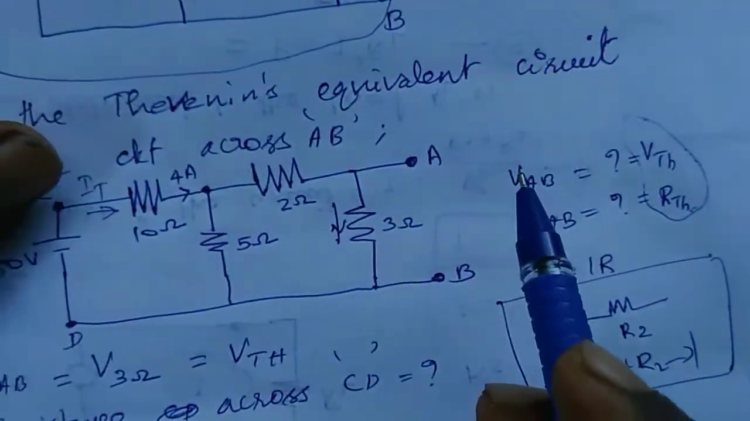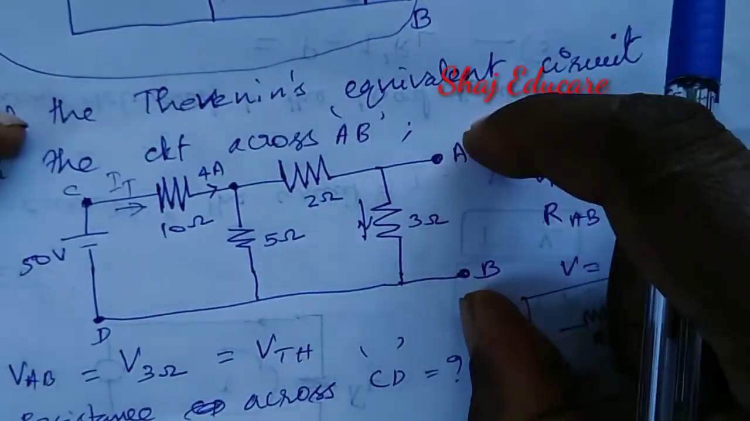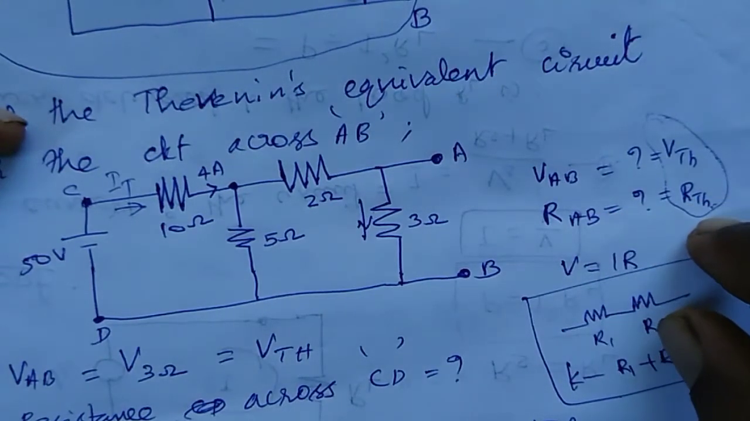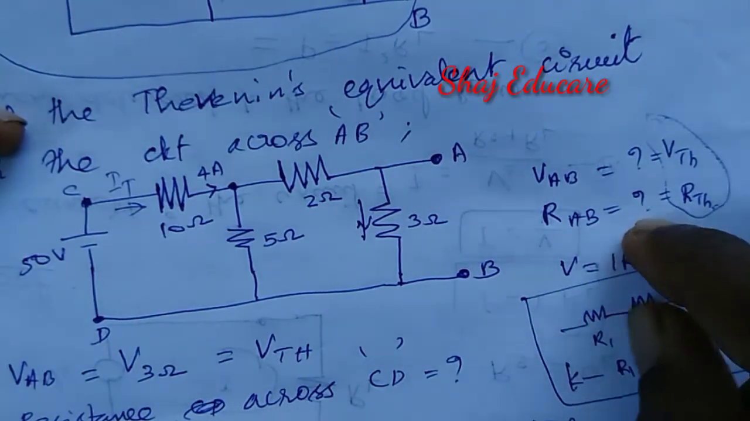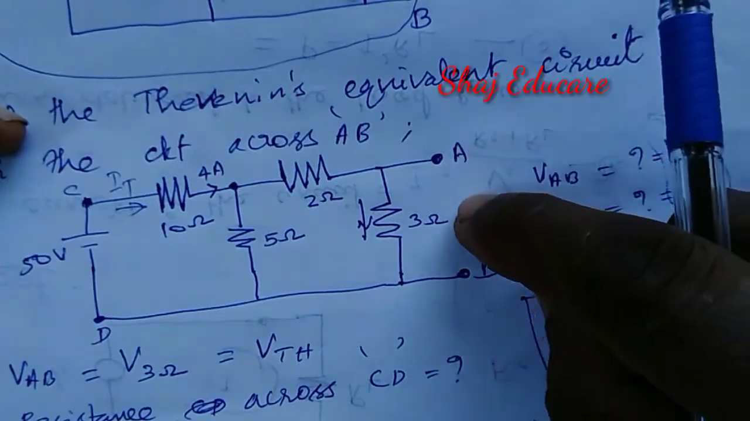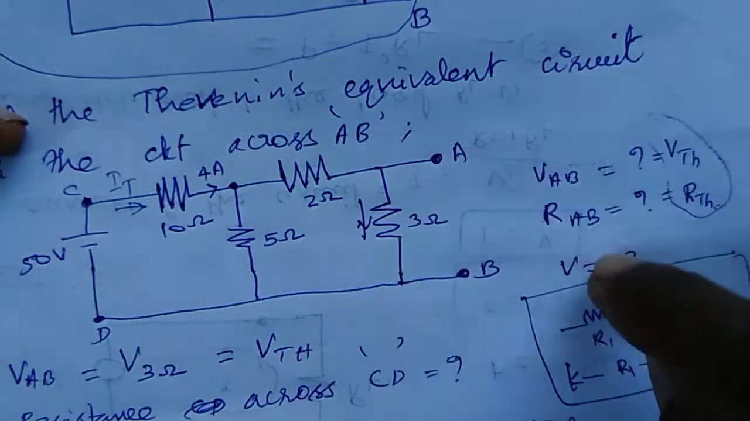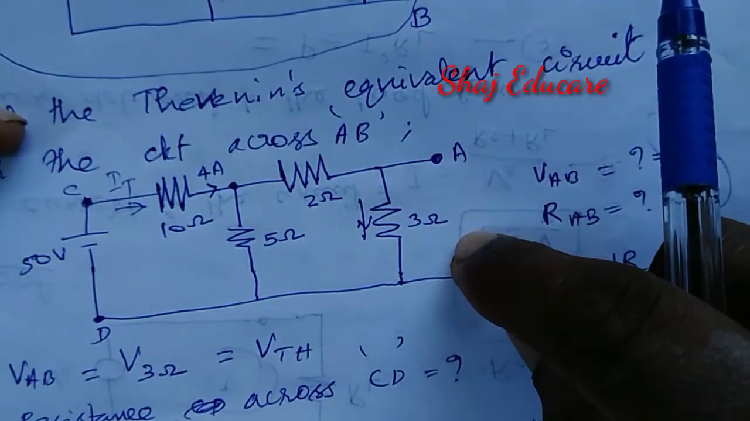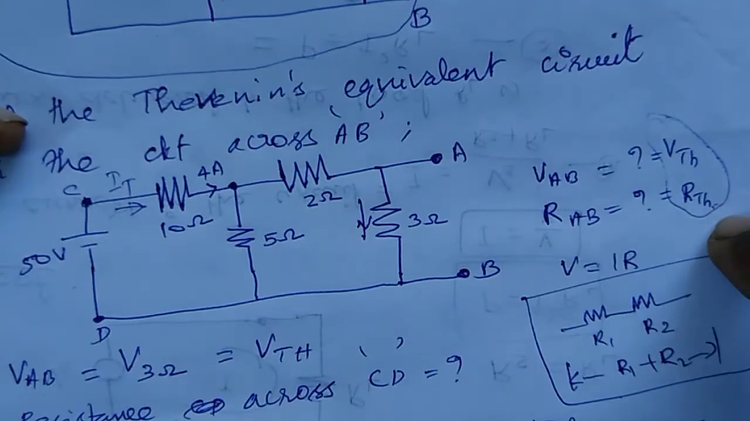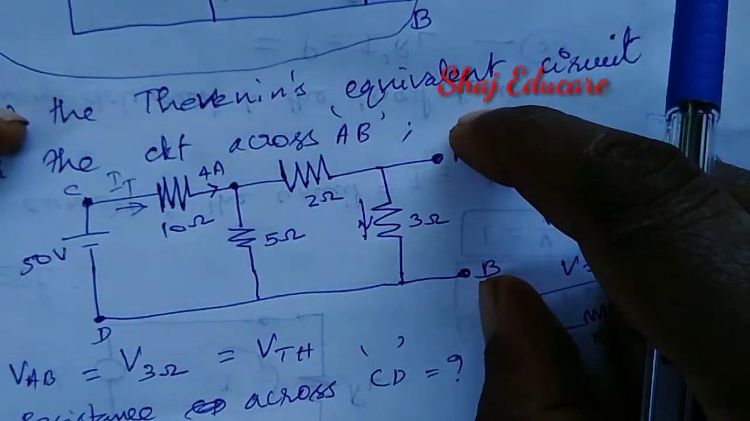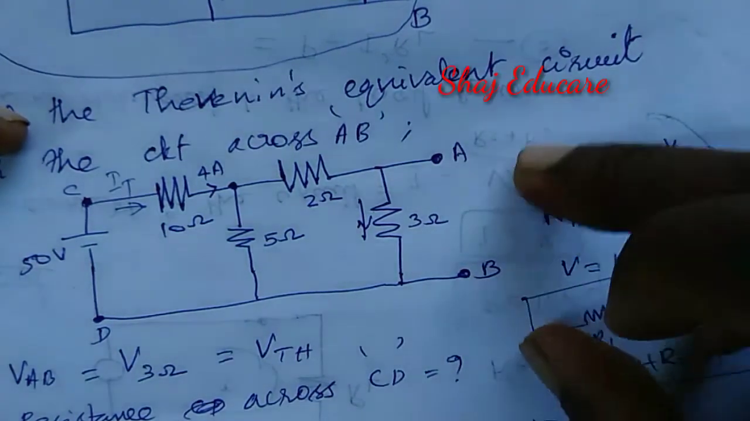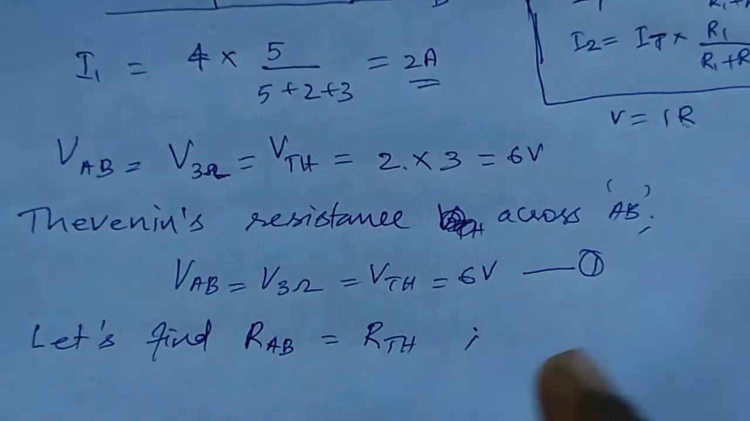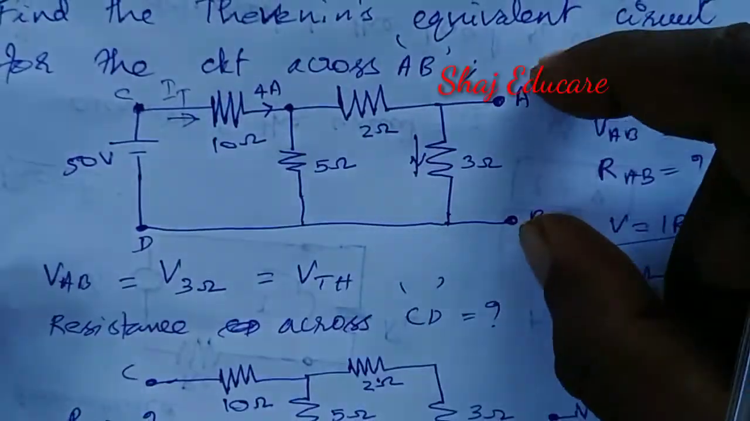So we have to find the equivalent resistance across AB. That is RAB is equal to RTH. We already discussed that. V Thevenin means voltage. R Thevenin means the equivalent resistance seen across the terminals A and B. Now let's find the resistance across A and B in this circuit, that is RTH.